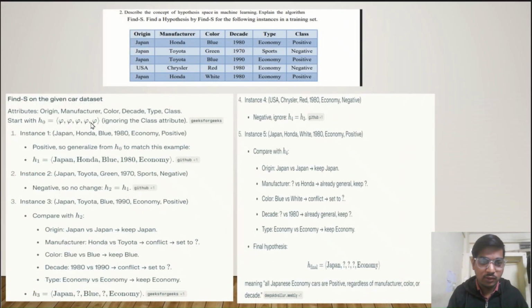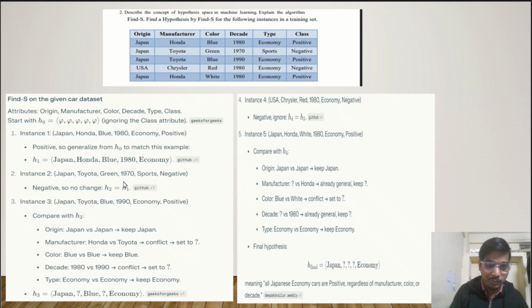Then we can apply the Find-S algorithm on the given car dataset by first defining the attributes: origin, manufacturer, color, decade, type, and class. Then we start with H0 as six null symbols, representing each of these attributes, ignoring the class attribute. Instance one is Japan Honda Blue 1980 economy and positive. Positive, so generalize from H0 to match the example, and H1 will be Japan Honda Blue 1980 economy.